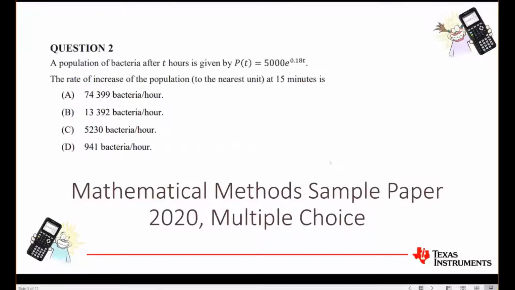Starting off, the first question has a population of bacteria after t hours given by the function 5,000 e to the power of 0.18t, and we're asked to find the rate of increase in this population at 15 minutes. You'll have to bear with me, I'm going to be flicking a little between my PowerPoint and the calculator.